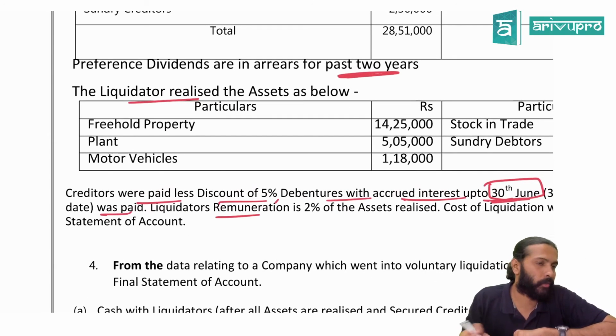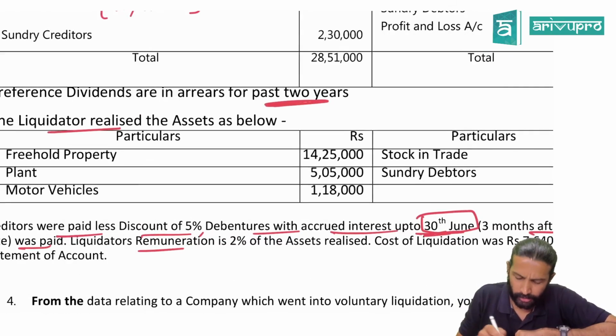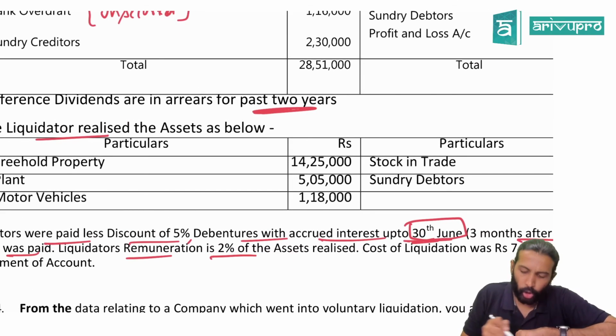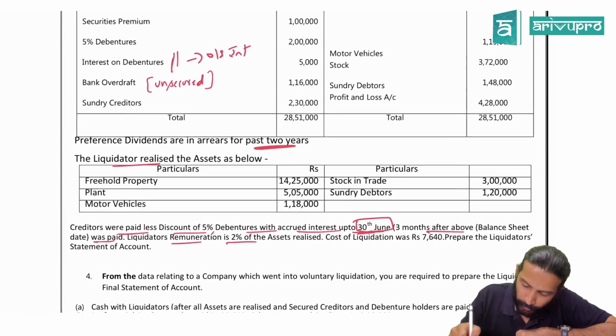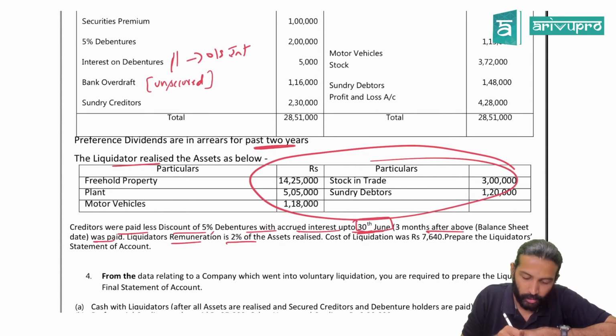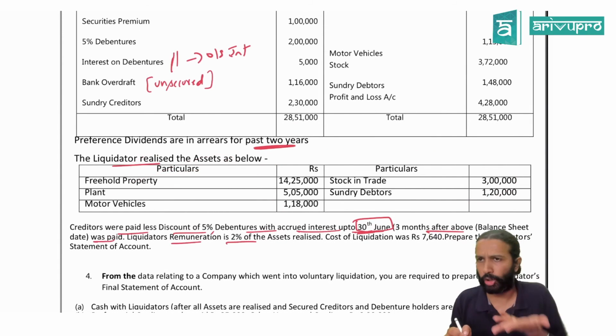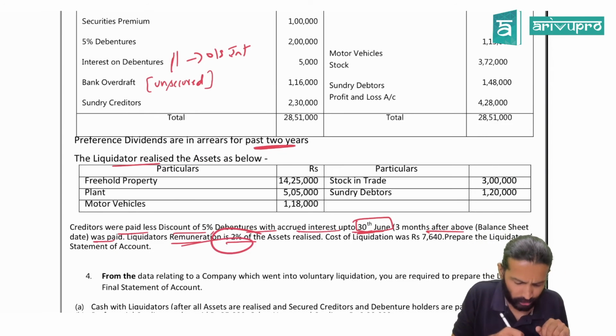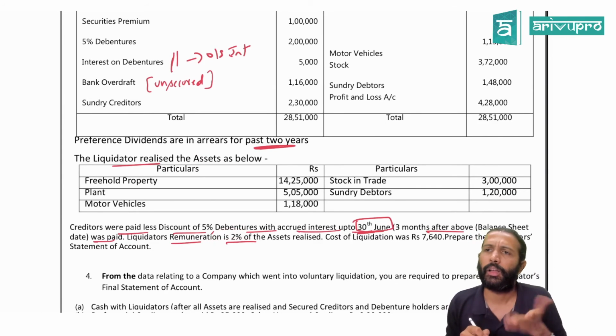Liquidator's remuneration. Obviously, the liquidator will not do this free of cost. He's saying, I want remuneration of 2% on the assets realized. In the previous table, what have they given? Assets realized. Calculate the total of that, and of that total calculate 2%. That will be the liquidator's remuneration.